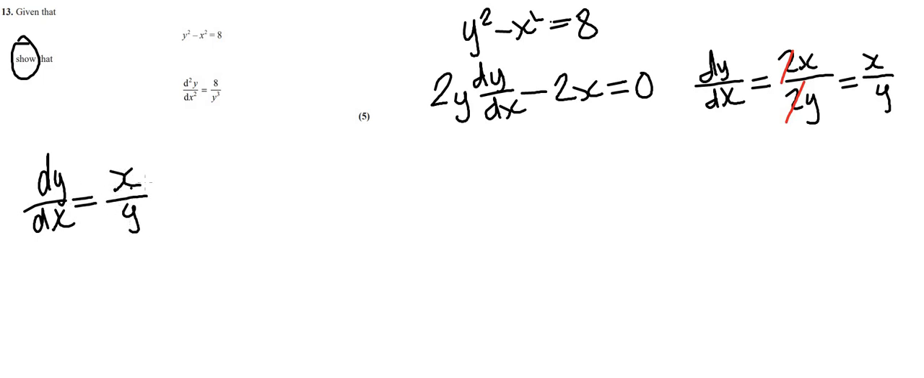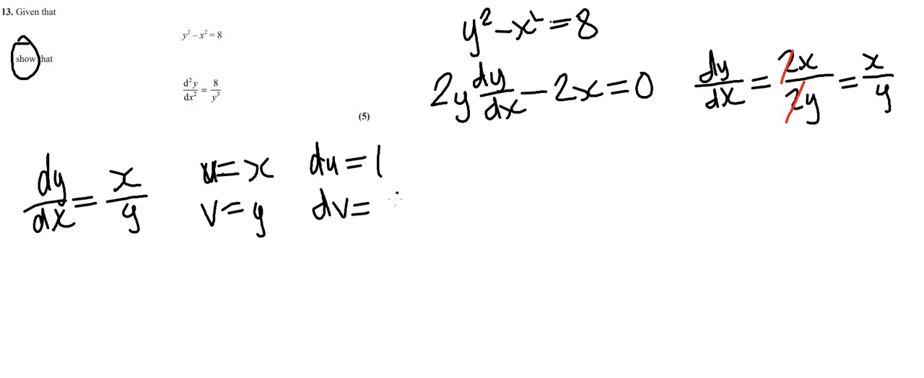Now we can use the quotient rule because here we have a derivative which is a fraction. So we're going to make u equal to x and v equal to y. Remember, v is always the denominator. And so du, the derivative, is going to be 1, and dv is going to be dy by dx. Remember, we're working out dy by dx, and we know what dy by dx is. Right, so now we've got that.